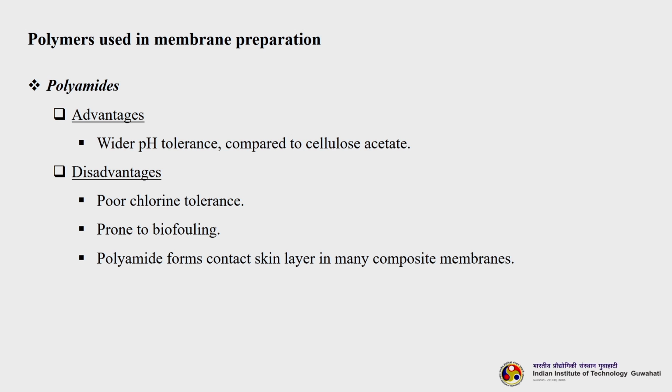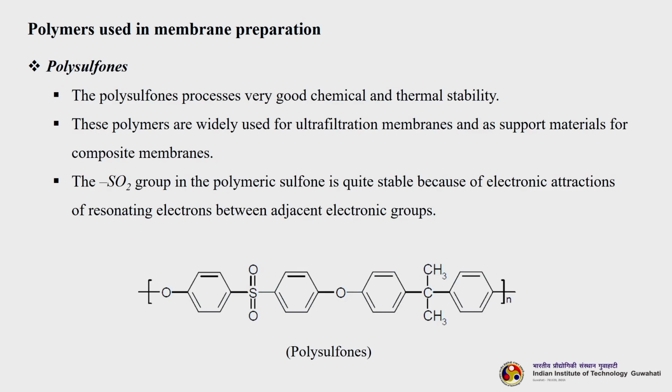And let us understand the advantages and disadvantages of polyamides. The advantage is wide pH tolerance compared to cellulose acetate. So, you can use it without any hindrance for different water and wastewater treatment processes. The disadvantage is again poor chlorine tolerance, and it is prone to biofouling, and polyamide forms a contact skin layer in many composite membranes. So, when we prepare a composite membrane using a polyamide, it will form another type of skin layer in the composite membrane itself, thereby providing an additional resistance to the already existing resistance.